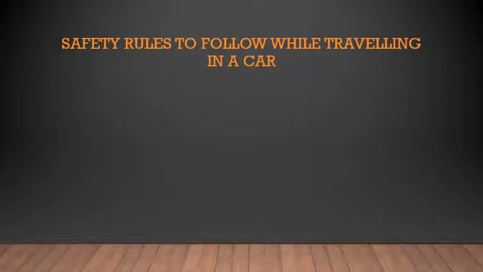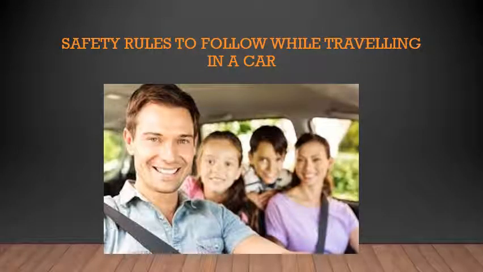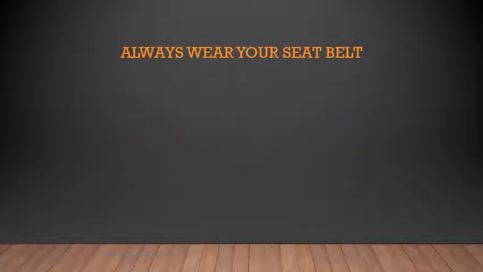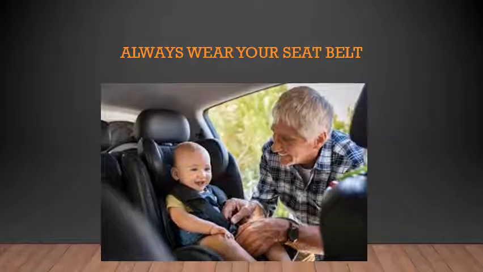Next, safety rules to follow while traveling in a car. Okay, in a car. Now usually you go with your parents or with your friends. With your parents you go by car, or your relatives you go by car, right? What are the rules that you should follow while traveling in a car? Always wear your seat belt. Very, very important. Seat belt keeps us secure. Okay, so always wear the seat belt.